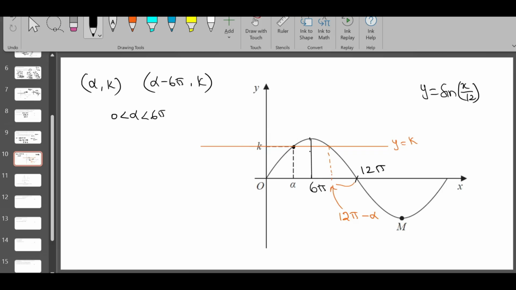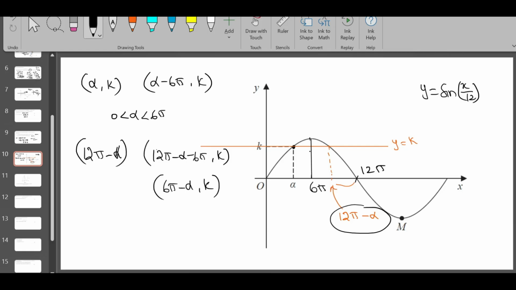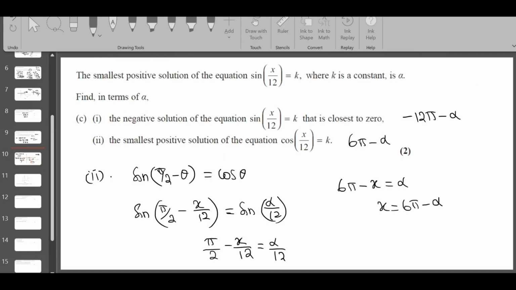So to find the first positive solution, we need to take this and apply the transformation. So when you apply the transformation, you need 12 pi minus alpha minus 6 pi comma k. That's going to be 6 pi minus alpha comma k. So the x coordinate is 6 pi minus alpha. That's not the possible explanation. So that's all here. You don't need to write any working, just write 6 pi minus alpha.